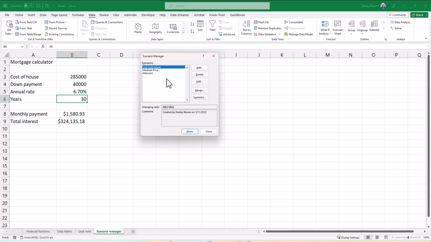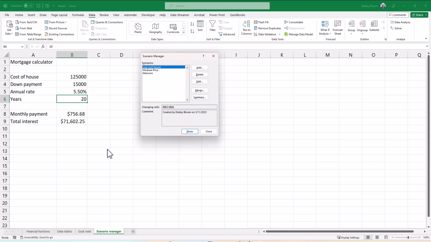So now, the least exciting thing is that I can click on each one of the scenarios and just click the Show button, and it changes it automatically. And notice, because my monthly payment and interest depend upon it, it will recalculate automatically. I can click on Mansion and click Show, and it will show me how much my monthly payment and the total interest that I'm paying on the house. And I can click on Low Cost House, and click Show, and it shows me the monthly payment and the total interest that I'm going to be paying on the house.